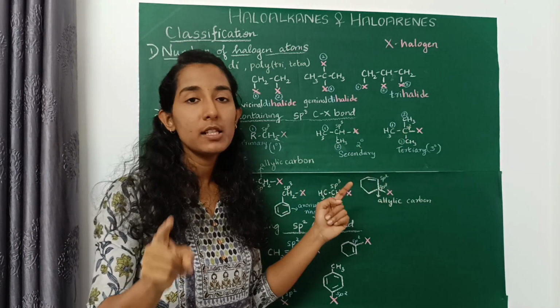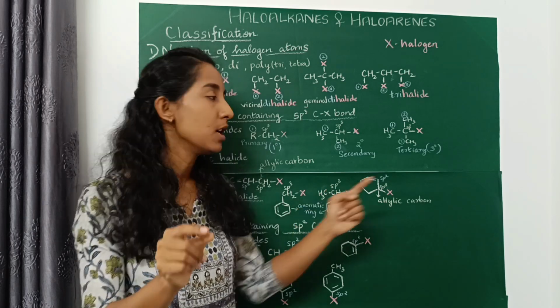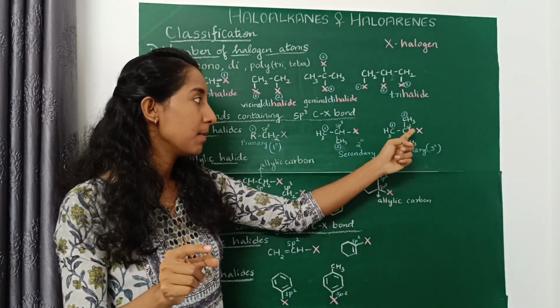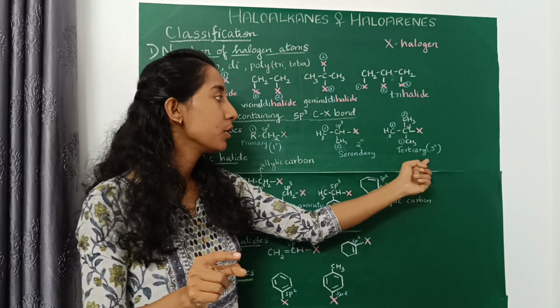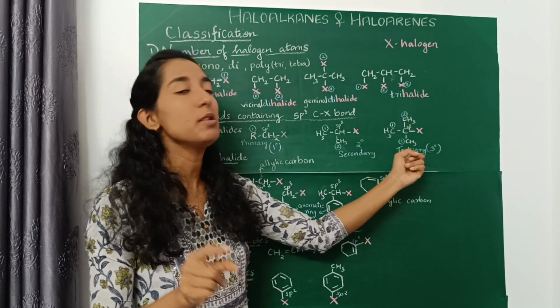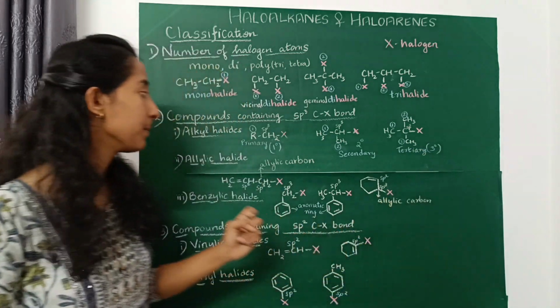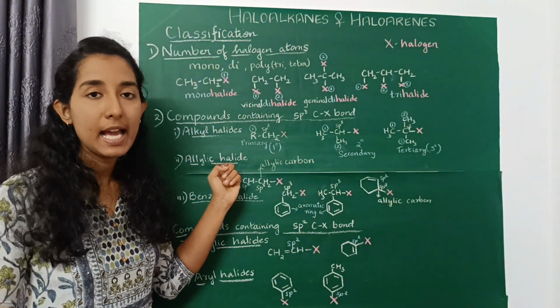Then third is tertiary. In a tertiary alkyl halide, the halogen is attached to a tertiary carbon. This carbon is attached to three other carbon atoms, so we call it a tertiary. So when the halogen is attached to a carbon, which is in turn attached to three other carbon atoms, we call it a tertiary alkyl halide. Then moving on to the second, which is allylic halide.